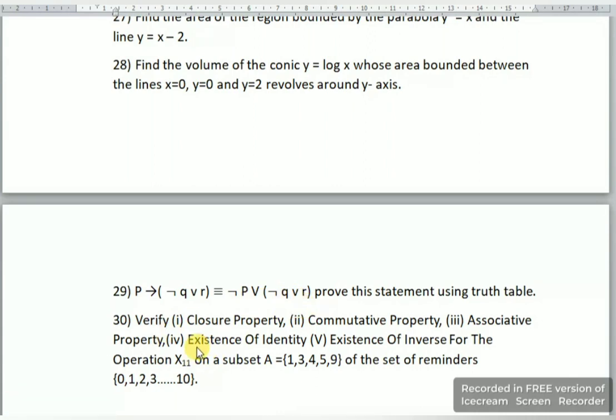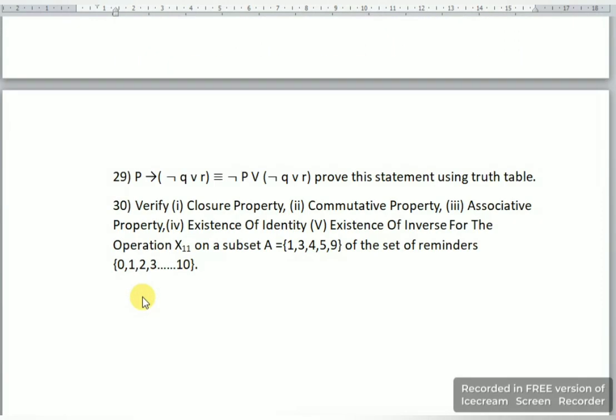Next one, verify closure property, commutative property and associative property, existence of identity, existence of inverse for the operation multiplication modulo 11 on a subset A equal to 1, 3, 4, 5, 9 of the set of remainders 0, 1, 2, 3 up to 10.